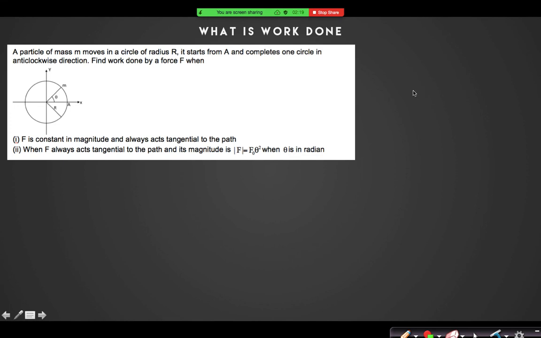No problem. So this is the first question that we will take today. A particle of mass m moves in a circle of radius r. It starts from A, completes one circle in anti-clockwise direction. What is the work done by the force that I have to calculate? So suppose this is the circle where the particle is moving, and let us assume that this is the starting point of this particle here, and after some time the particle reaches this point at an angular position theta.